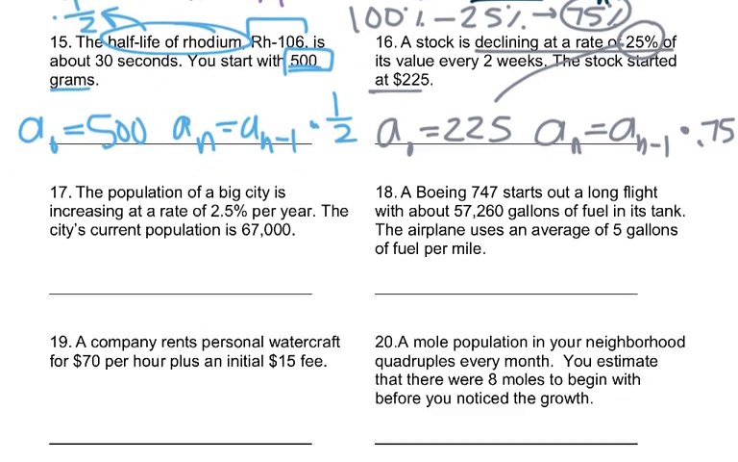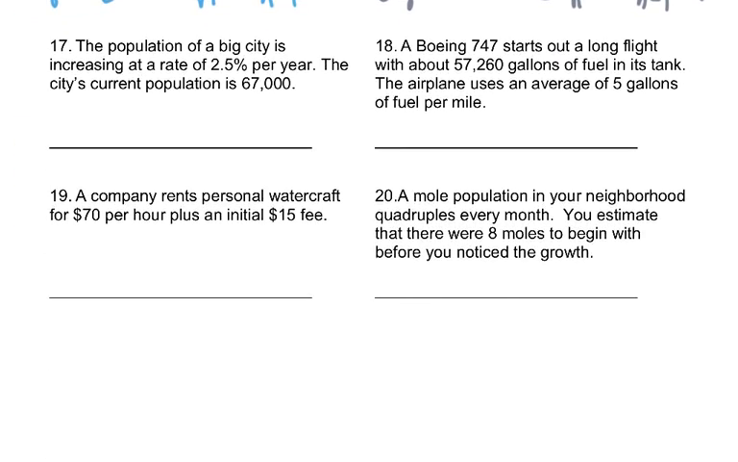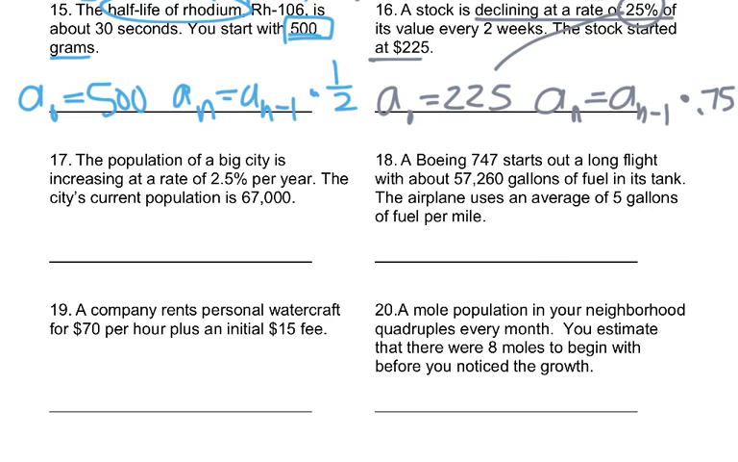Okay, 17 has another percentage one, so it's going to be pretty similar. So let's keep 16 in view. The population of a big city is increasing at a rate of 2.5% per year. The city's current population is 67,000. So I know my A sub 0 right off the bat, right? 67,000.